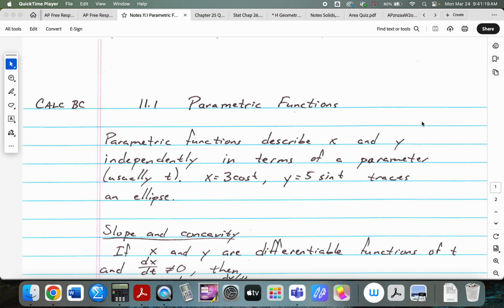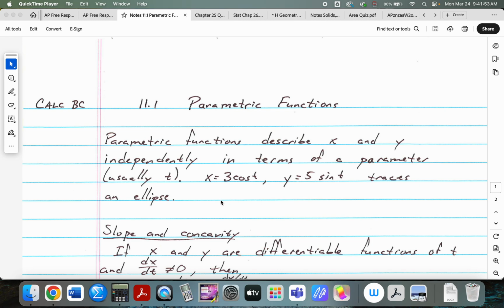The horizontal, the x, and the vertical, the y, are controlled separately, as opposed to the vertical being controlled as the horizontal moves. And so usually the parameter is t, and the reason they use that is frequently it's time. Not always, but frequently when you do applications of this, you're doing it over time.